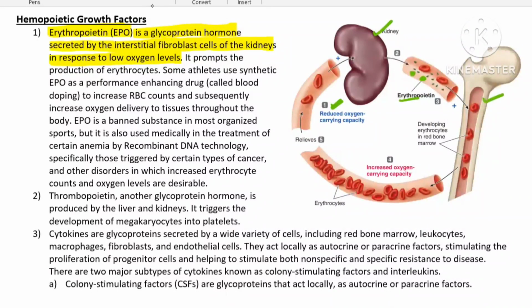And they are targeting the bone marrow to increase the production of RBC. More and more RBC production increases. So it increases the production of RBC. Now, they know that RBC is the one which carries the oxygen. So what happened? Misuse is also going on.